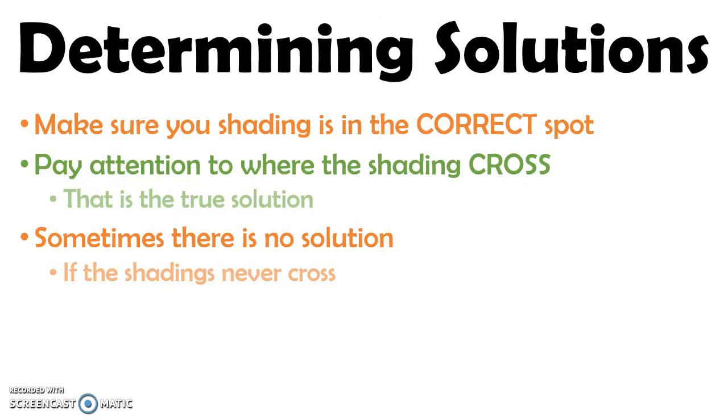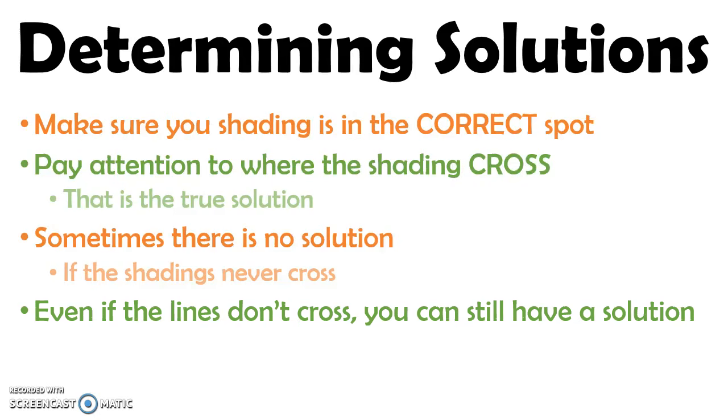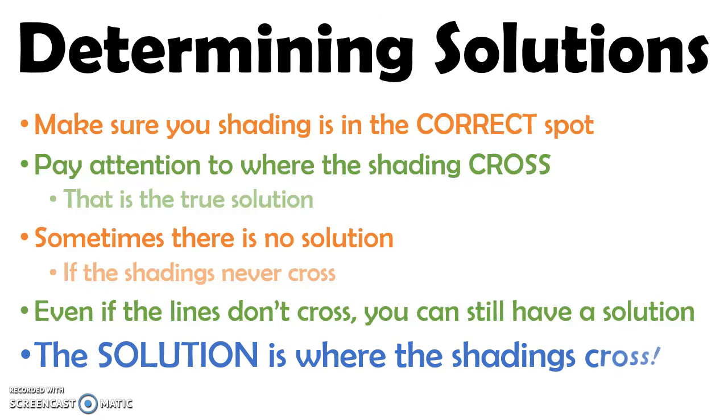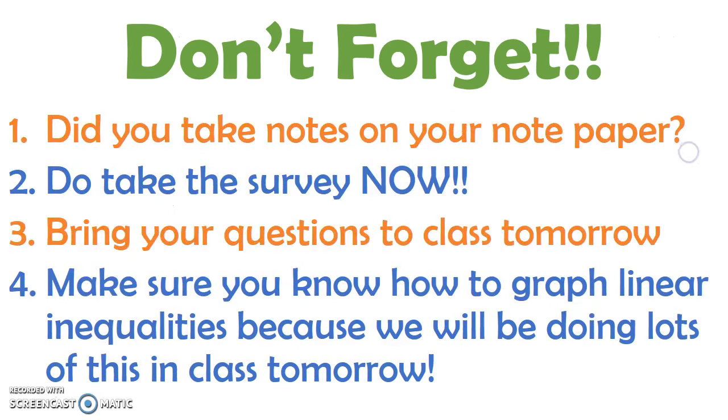Sometimes there is no solution when the shadings never cross. So if your shadings don't cross at all, that means no solution. Even if the lines don't cross, you still might have a solution if your shadings cross, so be careful. Make sure you always shade it. The solution is where the shadings intersect. Anywhere your shades intersect, that's your solution to your system of inequalities.